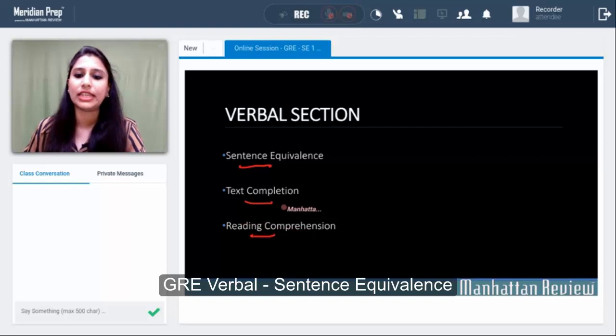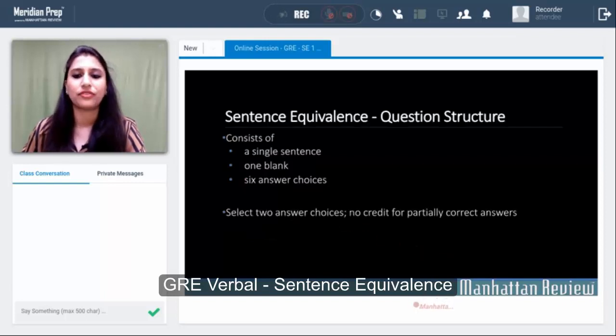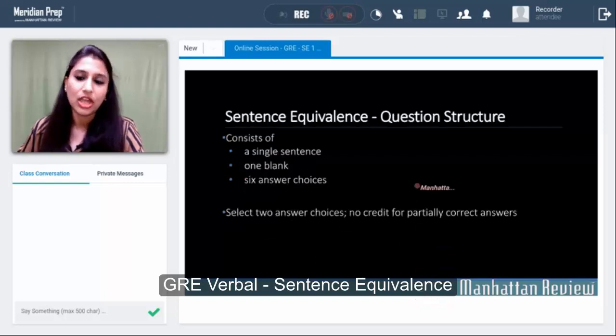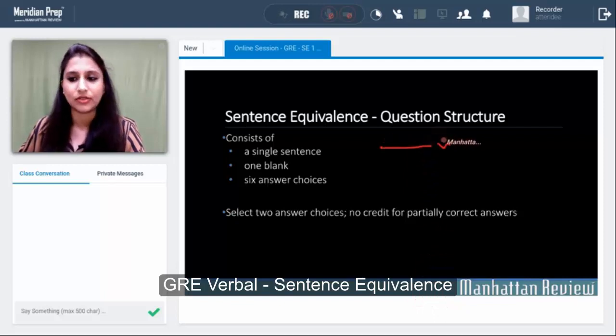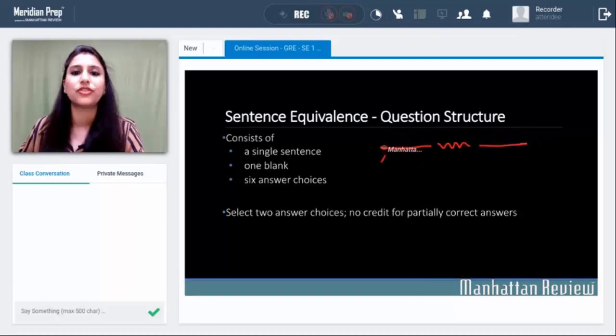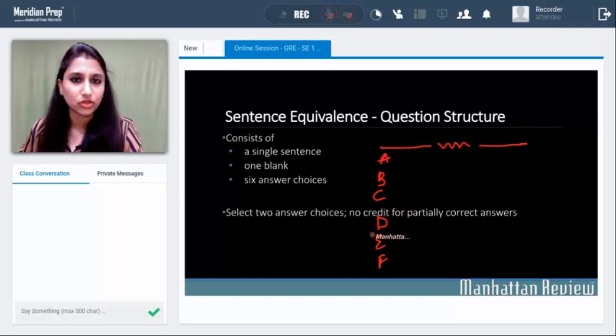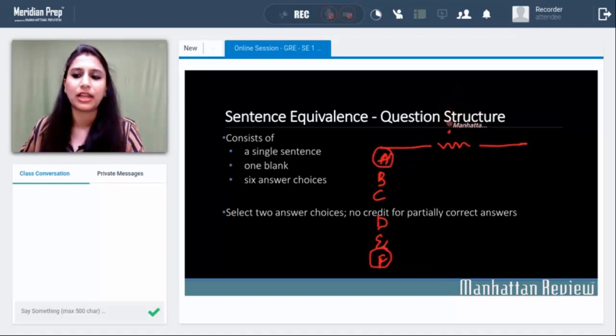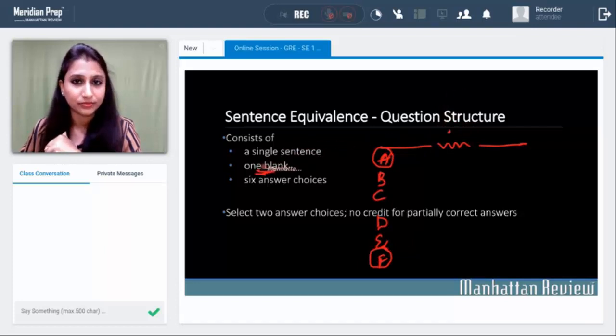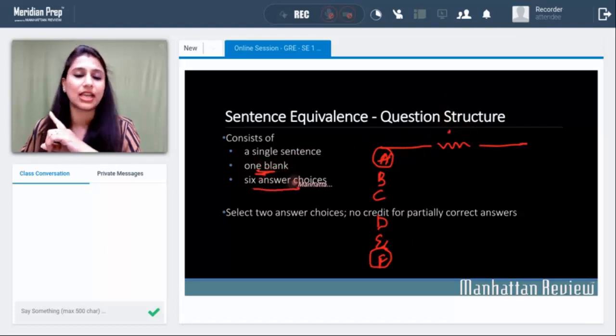Now let's look at the structure of a sentence equivalence question. You will have a sentence with only one blank, followed by 6 options. We are supposed to pick 2 answers for this blank. So in sentence equivalence, you'll have only one blank, and this one blank will be followed by 6 answer choices. We need to pick 2 answers for this blank.